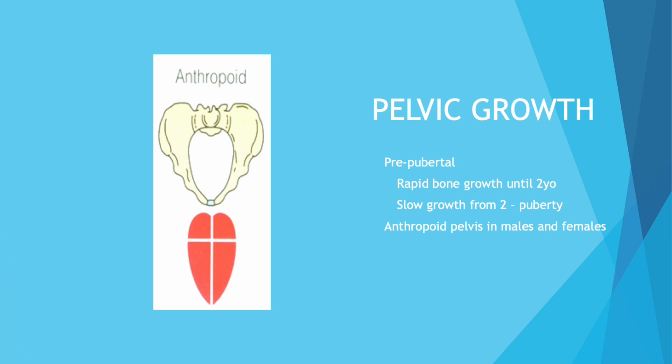Growth of the pelvis matches the general growth velocity curve, with rapid bone growth until roughly the age of 2, and then slowing growth from 2 through puberty. Both males and females tend to have anthropoid pelvises during the young childhood time, but at puberty, the pelvic shape may begin to change.